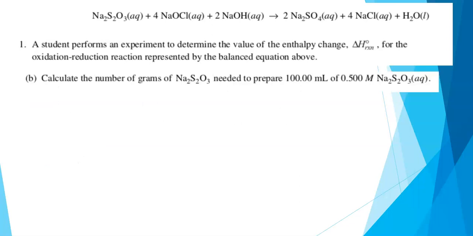All right. Calculate the number of grams of sodium thiosulfate needed to prepare 100.00 mL of 0.500 molar sodium thiosulfate. Okay, so the place to start with this is the molarity formula. We have a volume, we have a molarity. All right, it was scored out of 2 points. All right, so there is some room to get one of the points and not both of them, but you should be able to get both points.